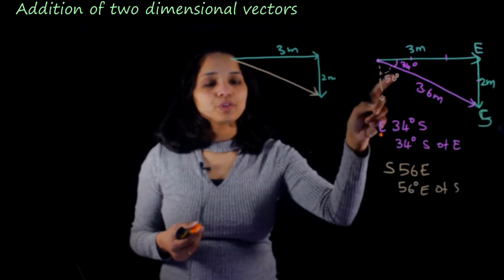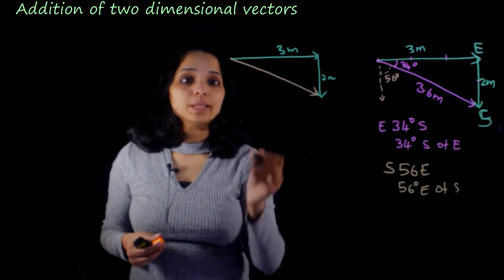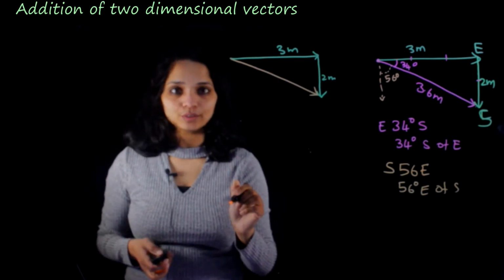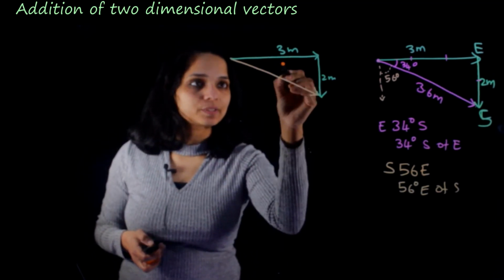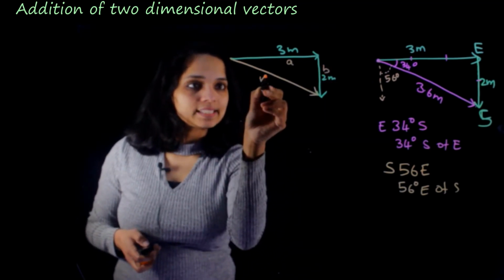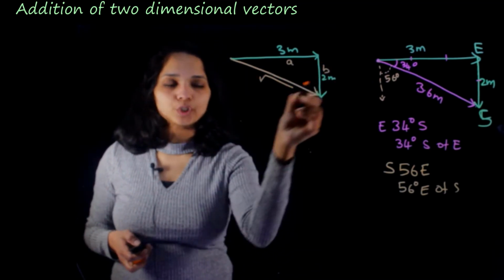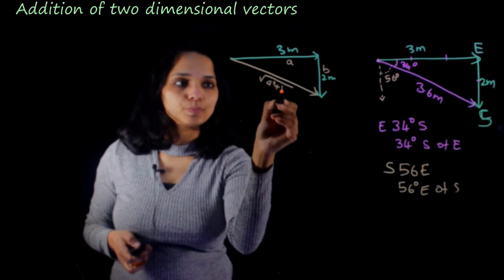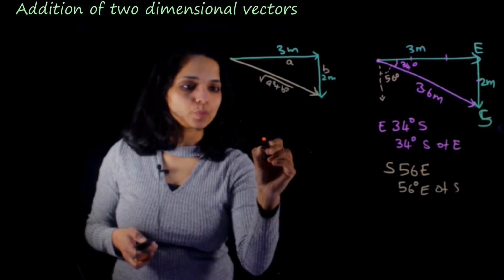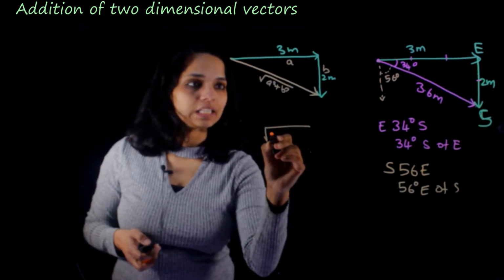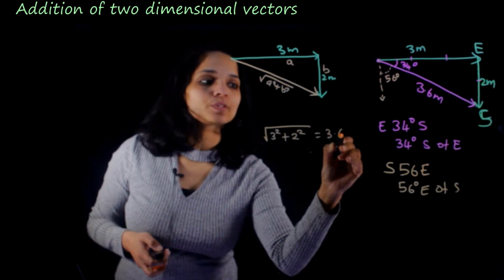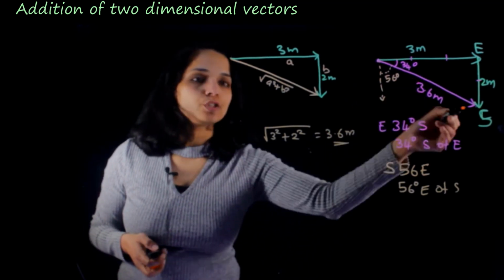Now, instead of using a ruler and protractor, you will be using the Pythagoras theorem to find this length and this angle. The Pythagoras theorem says if these sides are A and B, the length of the hypotenuse of the right angle triangle is the square root of A squared plus B squared. Using this, you can find the length, which is the square root of 3 squared plus 2 squared, and that's exactly 3.6 meters as you measured using the ruler.